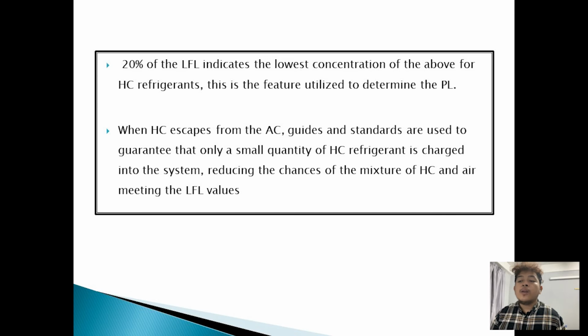When hydrocarbon escapes from the air conditioning, guides and standards are used to guarantee that only a small quantity of hydrocarbon refrigerant is charged into the system, reducing the chances of the mixture of hydrocarbon and air meeting the lower flammability limit values.